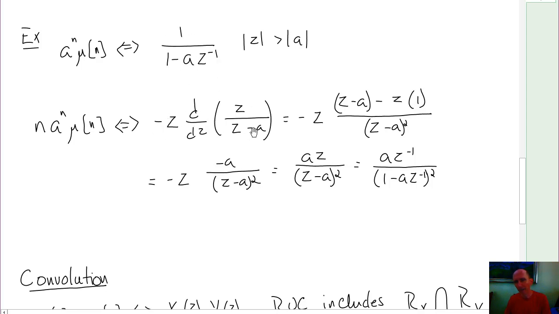Now, if I multiply this by n in time, in the z domain I have to multiply by minus z and take the derivative. Let me convert this to positive powers of z just to make it easier. And if we go through the procedure, we get this, which is the z transform that we had talked about. So if I have a sequence n a to the n mu of n, this is its z transform, where the region of convergence is the magnitude of z greater than the magnitude of a.